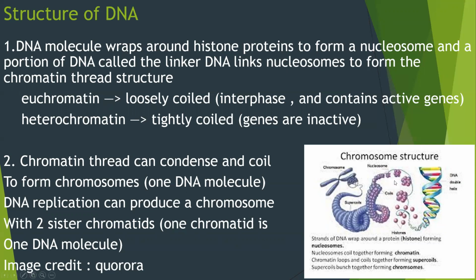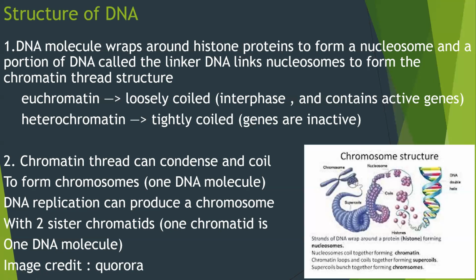So if you look over here in the bottom right image, when the DNA molecule wraps around the histone protein, it'll form a nucleosome. And the segment of DNA between the nucleosomes, you can call that linker DNA, which connects the two nucleosomes. So once the DNA coils around histones, there'll be coiling and supercoiling. You don't really need to know about the supercoiling and coiling. You just need to know that it coils and forms the structure that we know as chromatin thread structure, which is present in the nucleus.